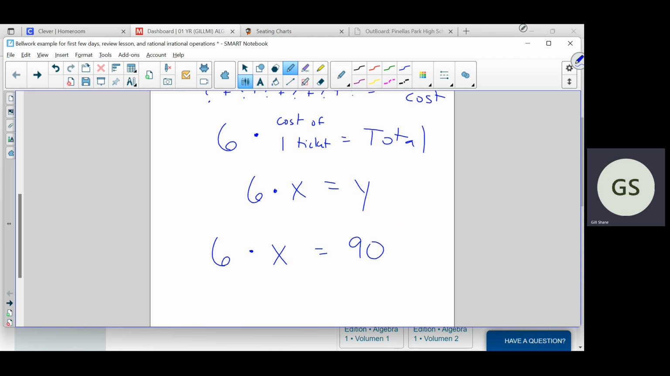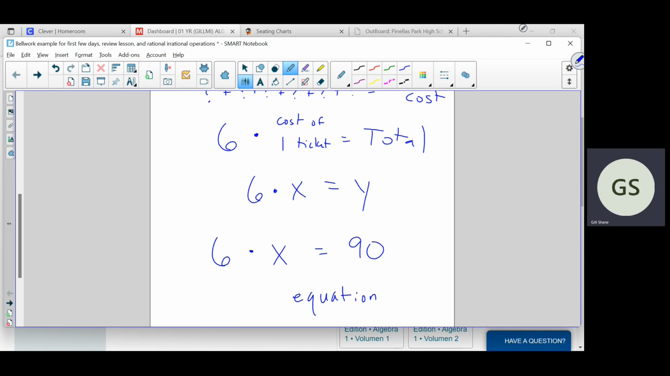I'll give you a second to write that down. One equation. If you don't know how to spell equation. Okay. So two variables, one equation, you cannot solve for those variables. It's still an equation, we just can't solve for the variables.